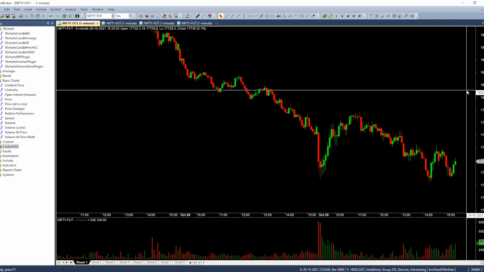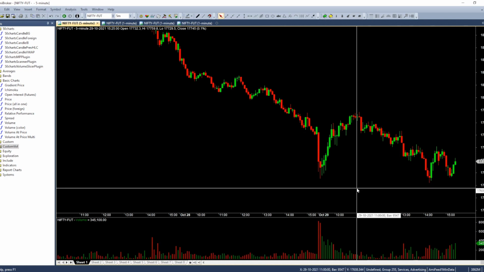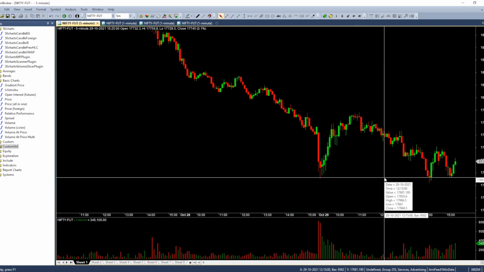Usually volume precedes price, meaning whatever happens, it happens in the volume first and then price reacts to that later on. So analyzing volume is very important. Usually how we analyze volume is we add the volume at the lower end of the candles.